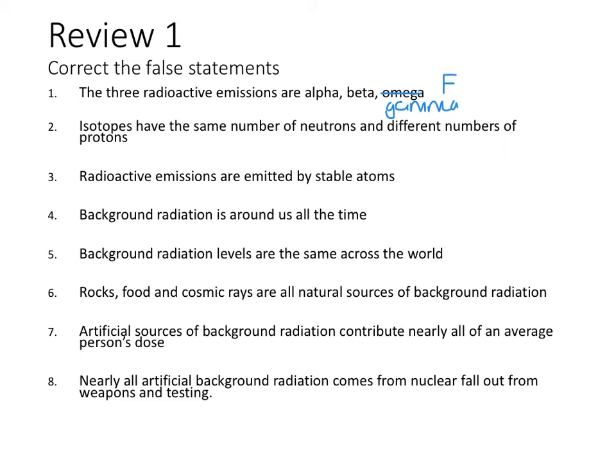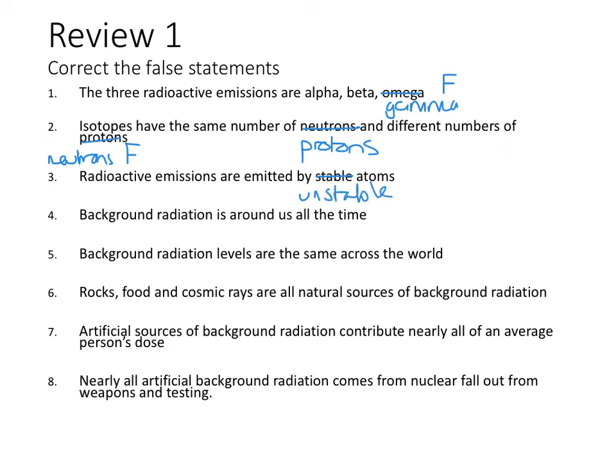Isotopes have the same number of neutrons and different numbers of protons. That is false. Okay, we need to change neutrons to protons and protons to neutrons. Okay. Radio emissions are emitted by stable atoms. That's incorrect. It's unstable atoms.